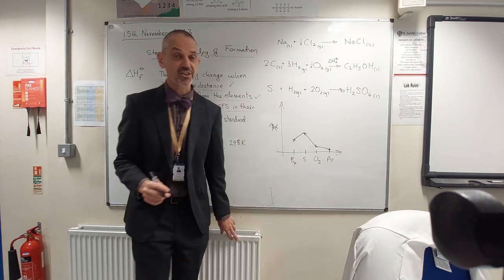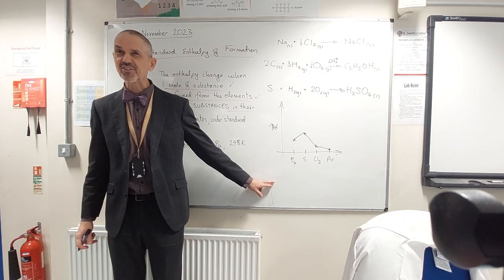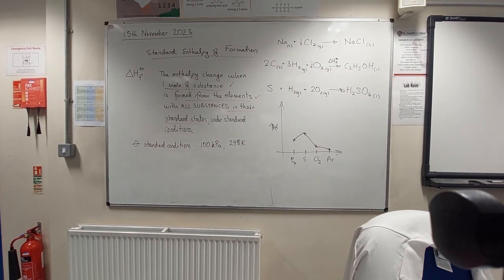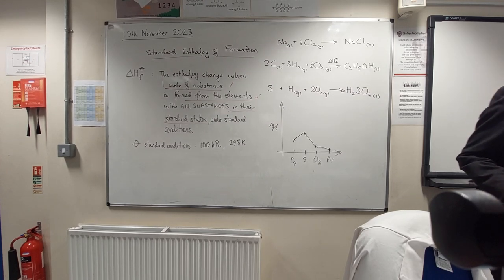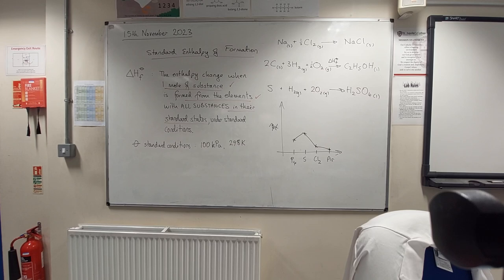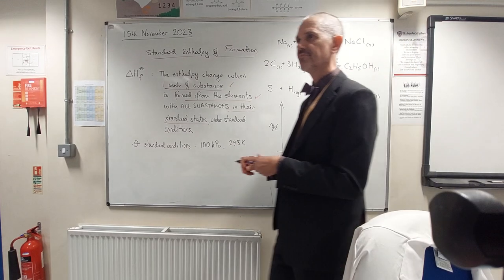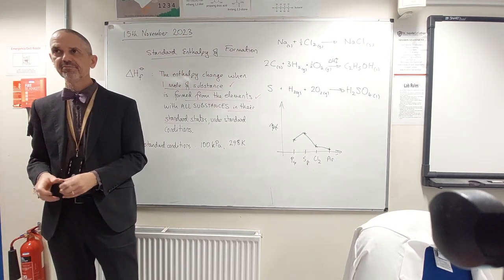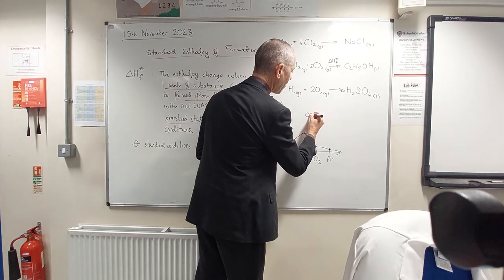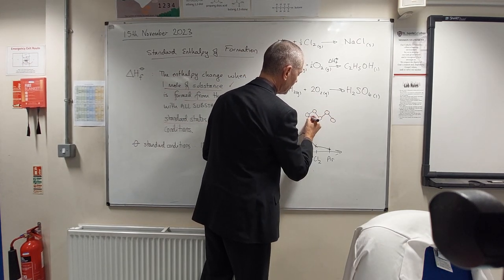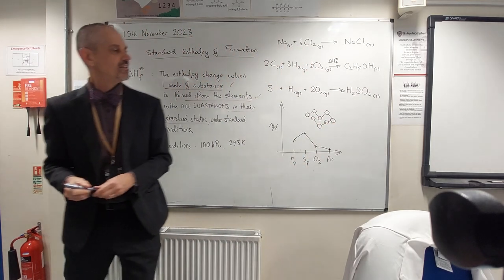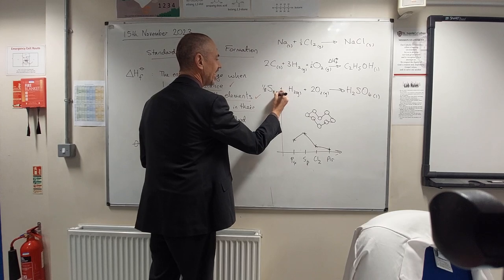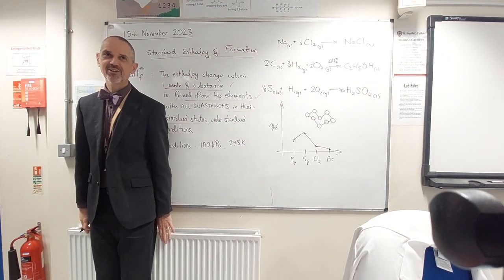Chlorines hang around in pairs, Cl2. Argons hang around on their own. What about sulfur? That's disappointing. I had a model in my box here just the other day, and it's gone. S8. So they form these very elegant little crown-shaped molecules of 8 atoms in a ring. So if we're going to be entirely correct, it really should be 1/8 of S8. But you can get away just by writing S. Okay. S on its own is fine.